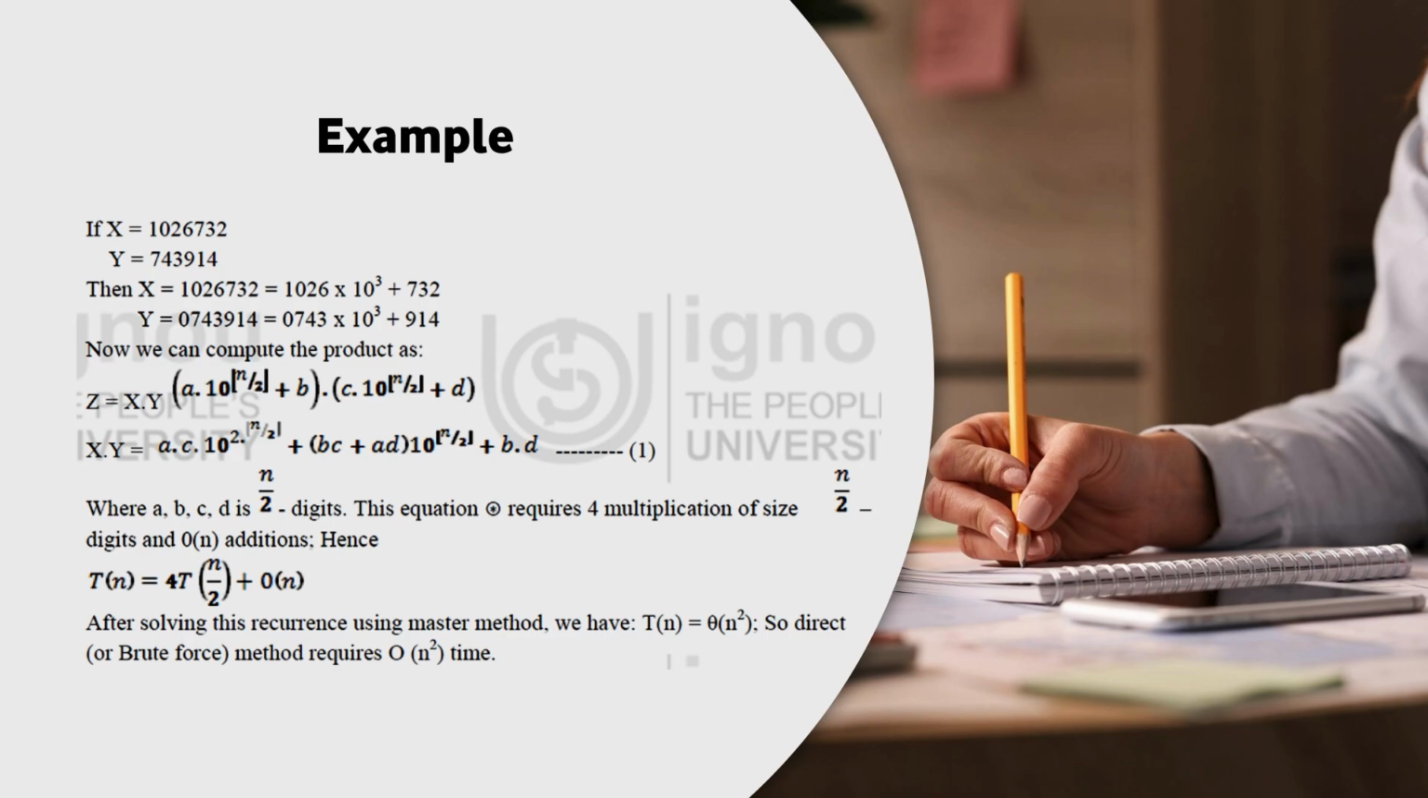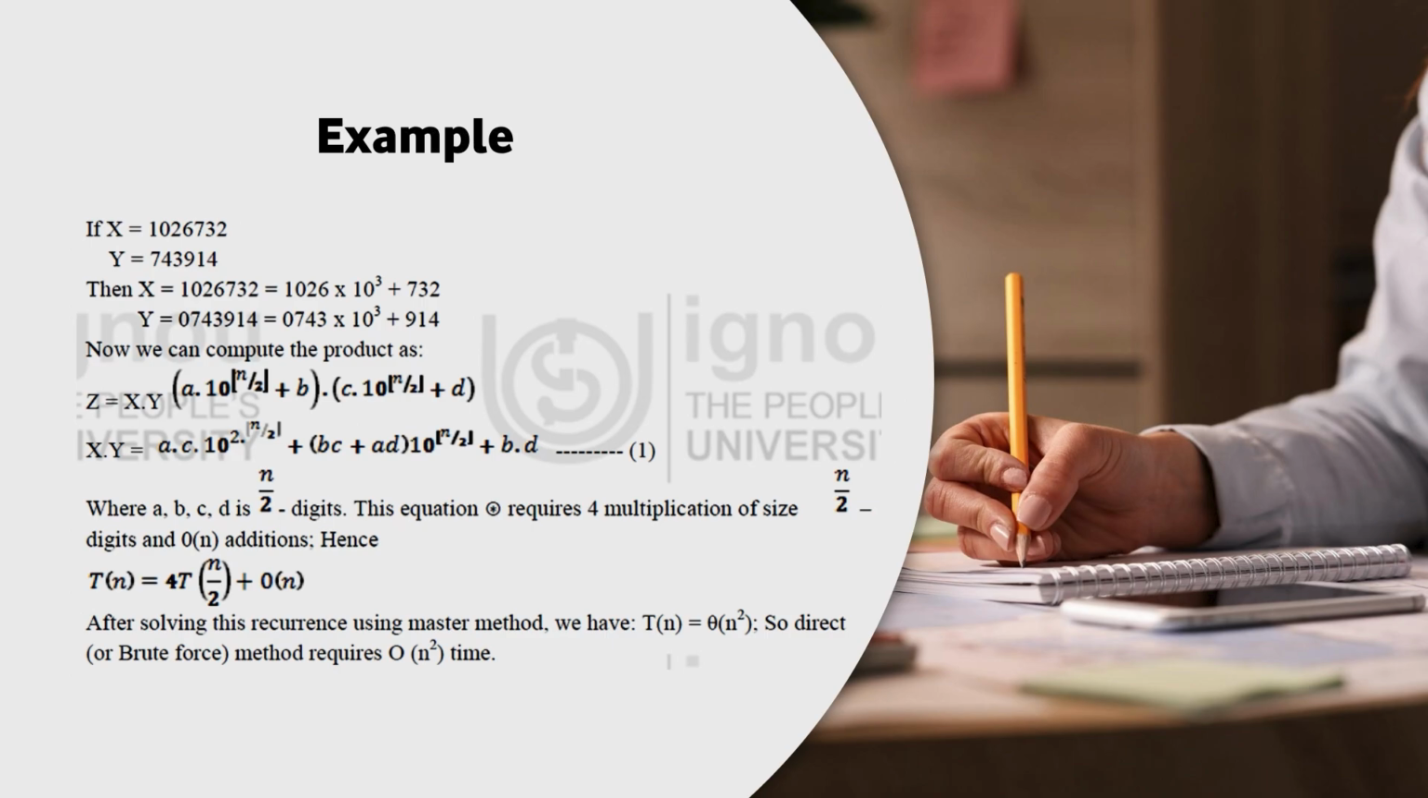It means that the value, that is a·10^n raised to power 2 plus b, similarly multiplied by c·10^(n/2) plus d. So if we simplify it, it will simply become a·c·10^(2·n/2) plus (bc plus ad)·10^(n/2) plus b·d.